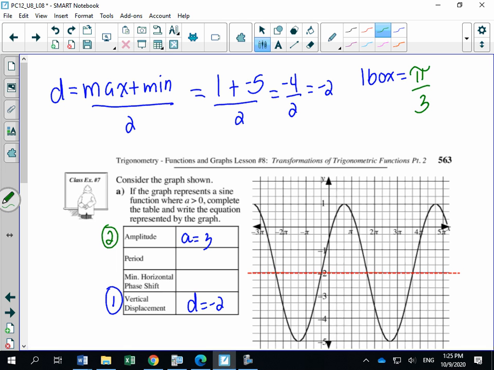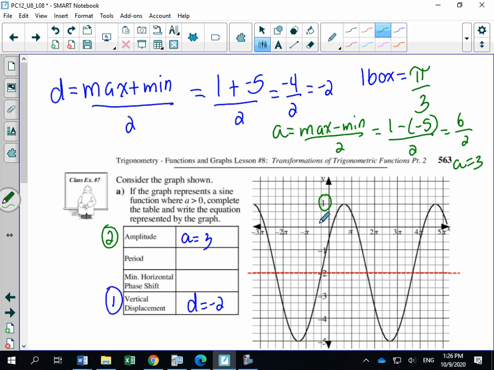If you wanted to double check using the formula, what was the formula for amplitude? Amplitude was max minus min divided by 2. So the maximum value of this graph was 1, minus the minimum value of -5, divided by 2. 1 plus 5 is 6, divided by 2 gives me an amplitude of 3 units.